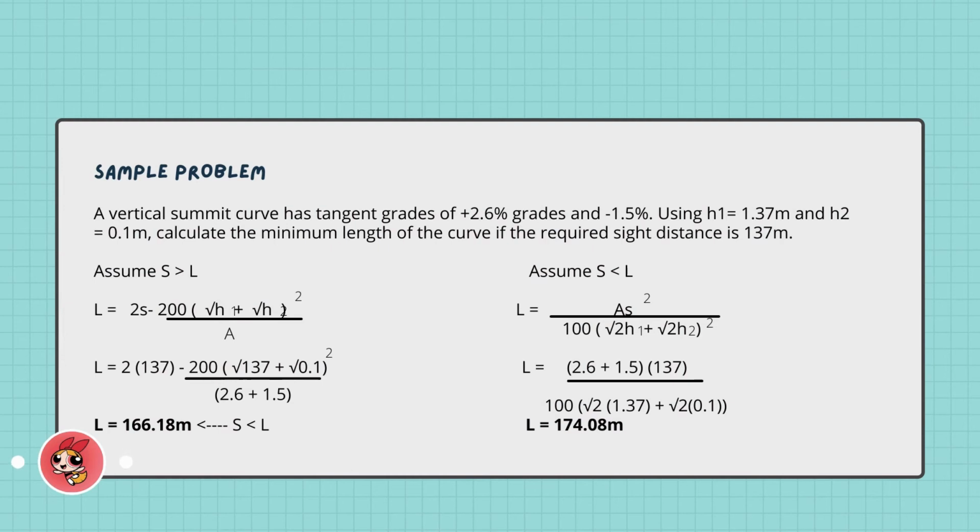So in this particular problem, its goal is to find the minimum length of the curve, which is the parabolic curve. And the key to find its sight distance is using a formula. The first step is to know the given. Next is to assume that the sight distance is greater than the length of the curve. So first, let's assume that sight distance is greater than the length.